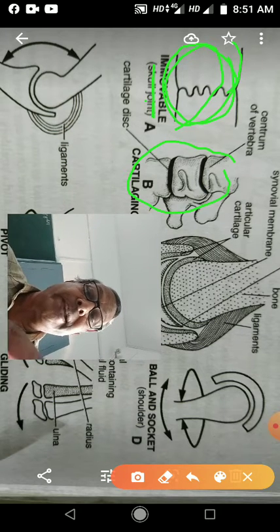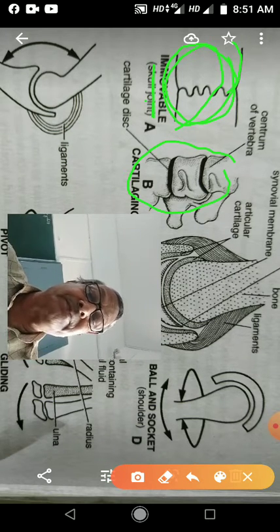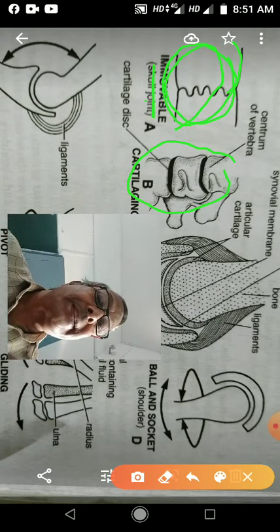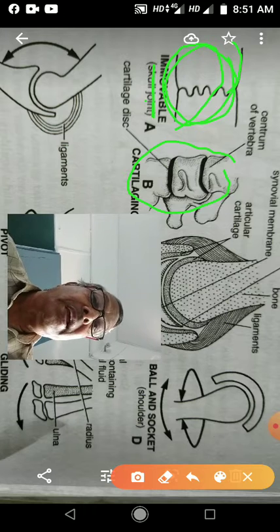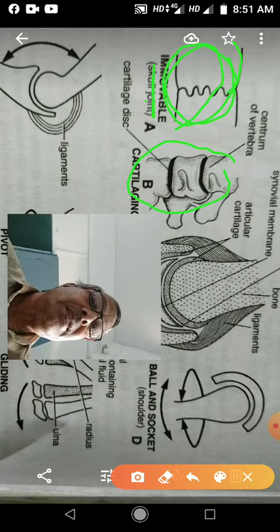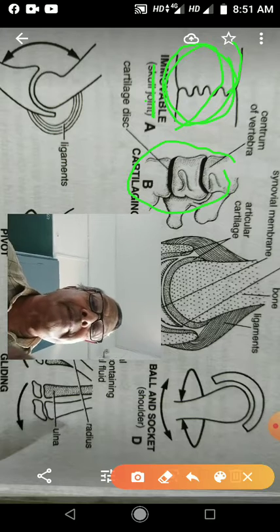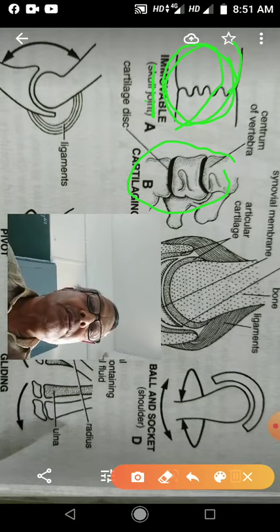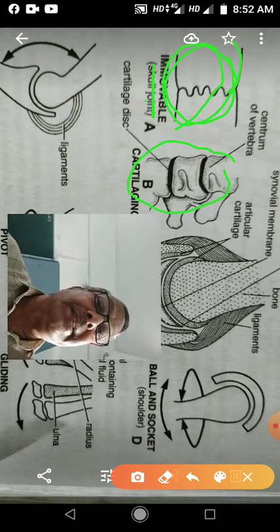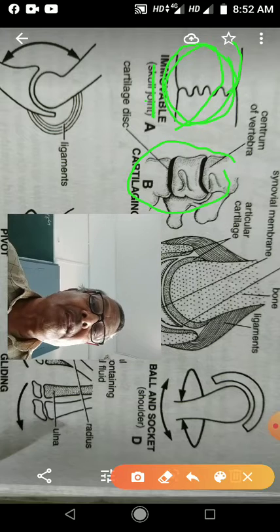The joint between the ribs and sternum is the best example of slightly mobile joints, and also the joints between the vertebrae. We have many vertebrae that form the backbone. So between two vertebrae there is a slightly mobile joint or cartilaginous joint.